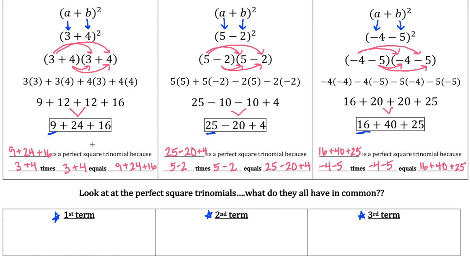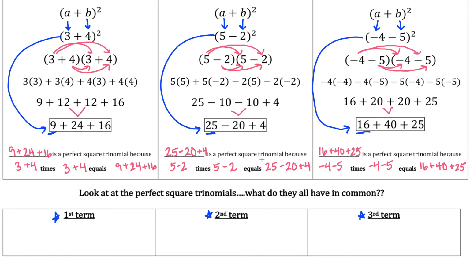Well, it's literally like 3 times 3 is 9. 5 times 5 is 25. -4 times -4 is positive 16. So if that's a, then the first term is a squared. It's the same thing times the same thing, like 3 times 3.